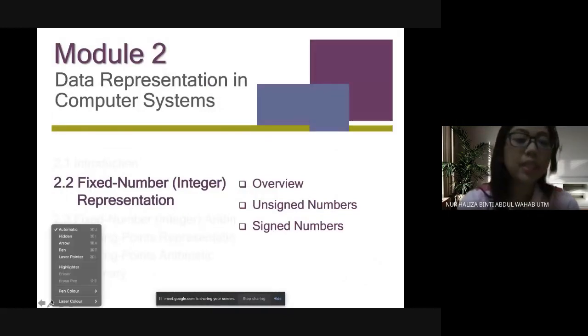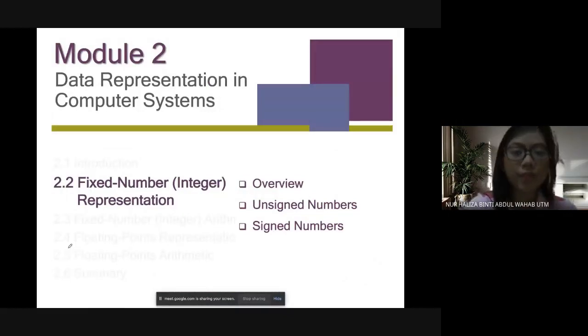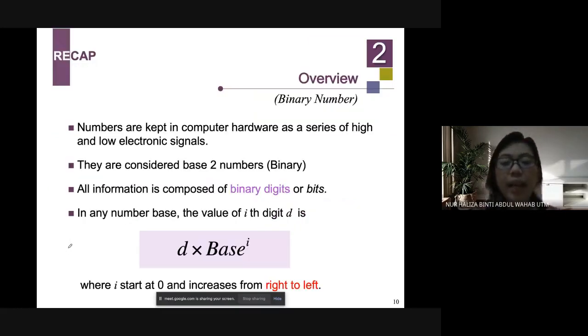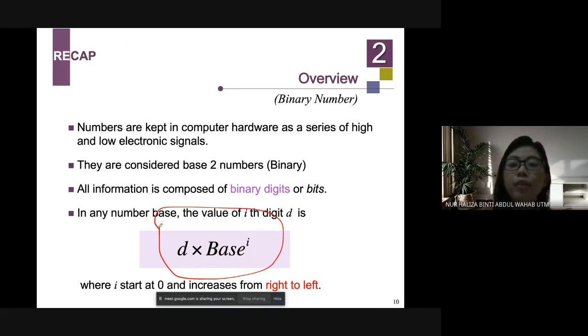Okay, this is what we already covered yesterday. We already looked into the overview, unsigned number and signed number. And this equation, I already gave you the example. If you still didn't understand, you can check our previous class video and also the video that I provided.